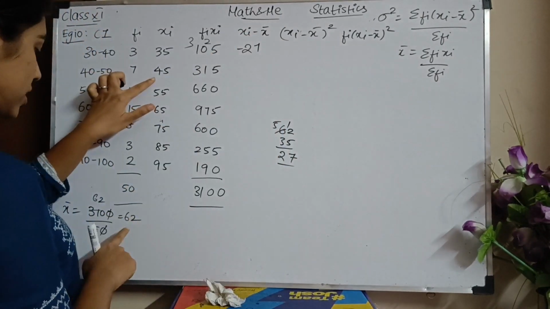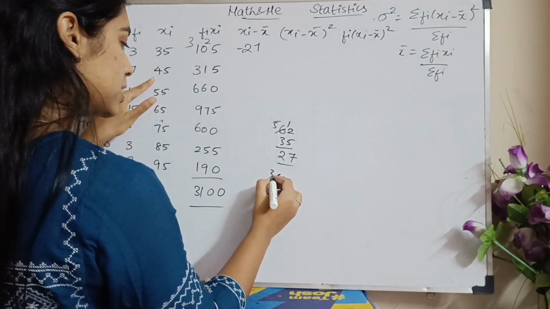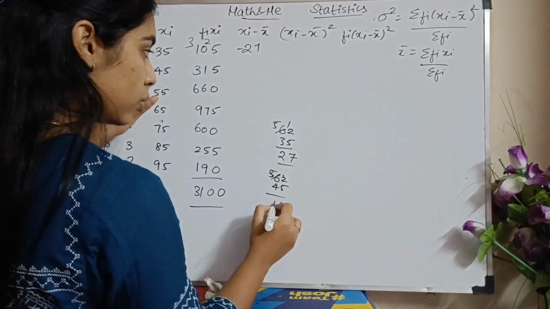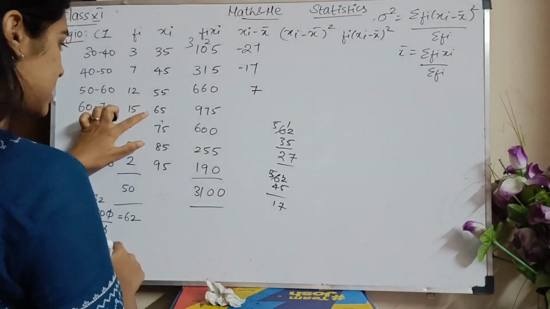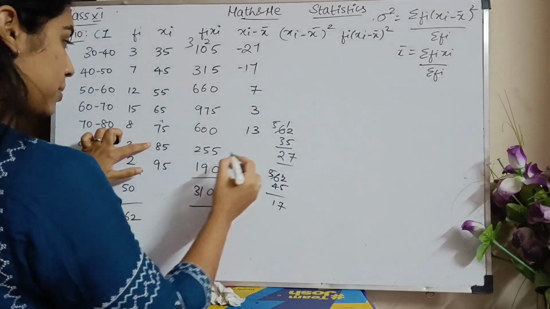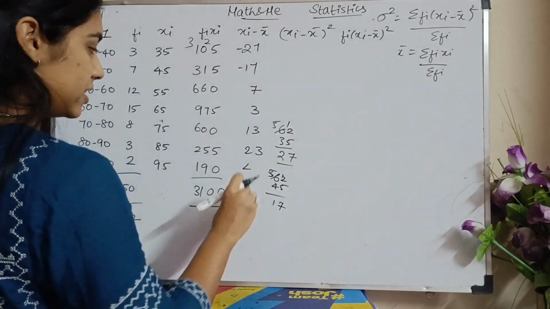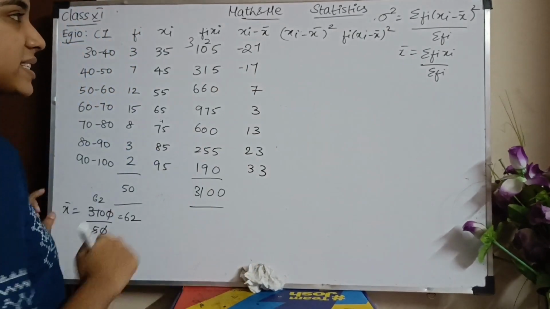Then xi is 45. 45 and 62. So it will be minus 17. 55 minus 62 will be minus 7. 65 minus 62, 3. 75 minus 62, 13. 85 minus 62, 23. 95 minus 62 is 43. Sorry, 33. Okay, so this is my xi minus x bar.